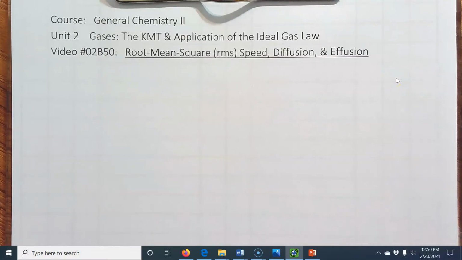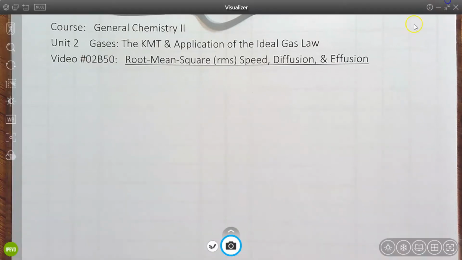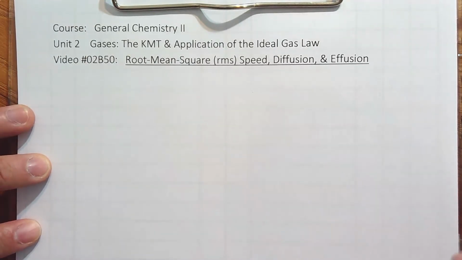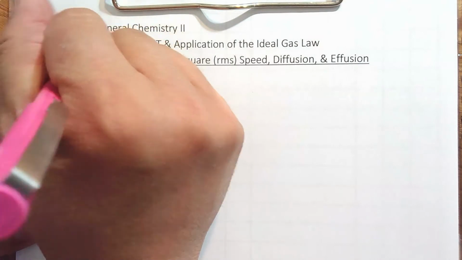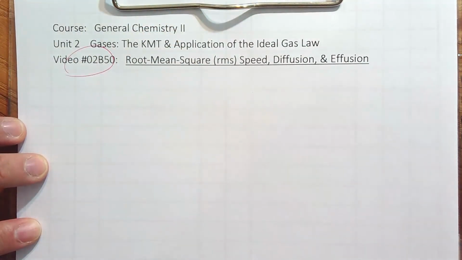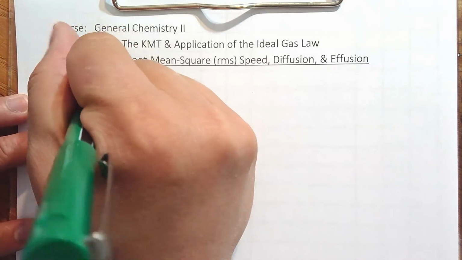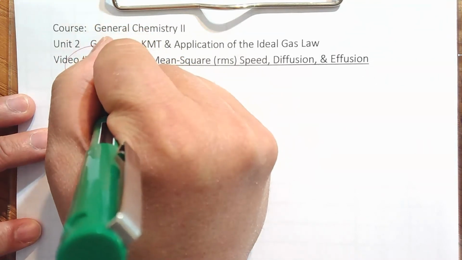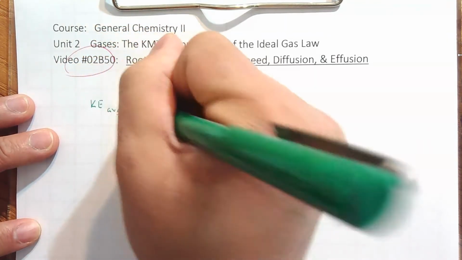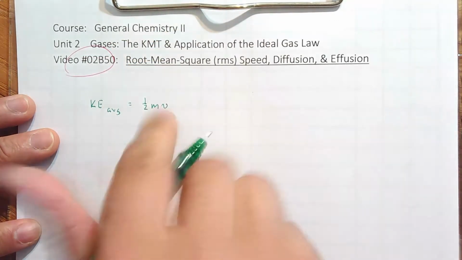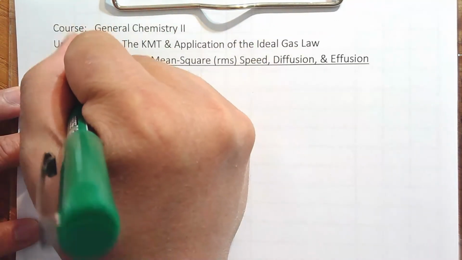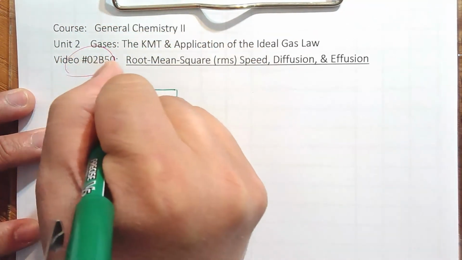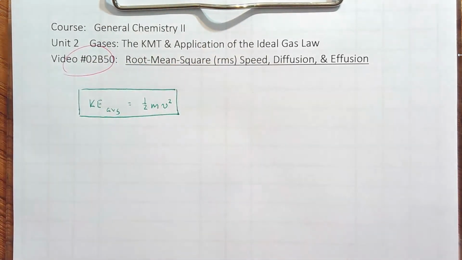So this video will be pretty chock full of information, but we'll go through it fairly efficiently. The first thing is that kinetic energy, or average kinetic energy, is proportional to temperature. And the equation that I would use to quantitatively show this is that KE average equals 1/2 mv squared, v for velocity. I'll put this into a box.